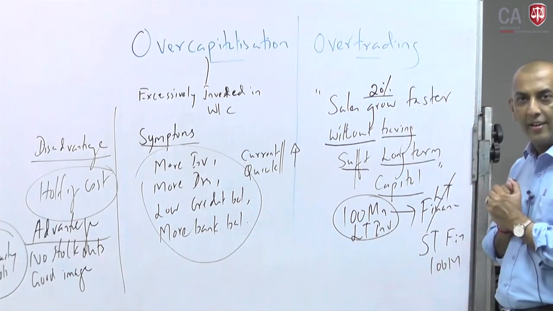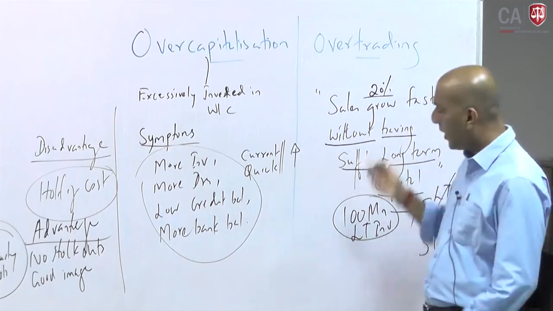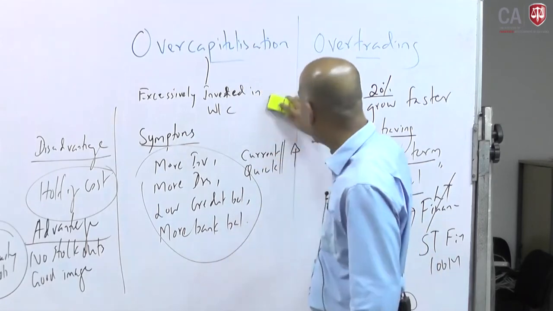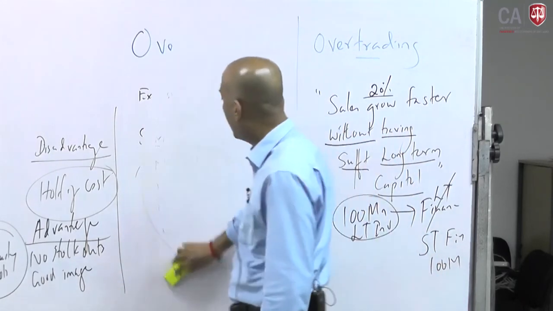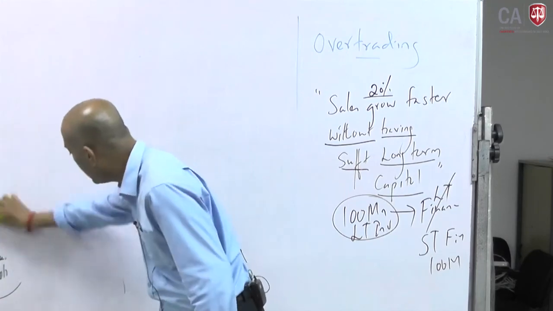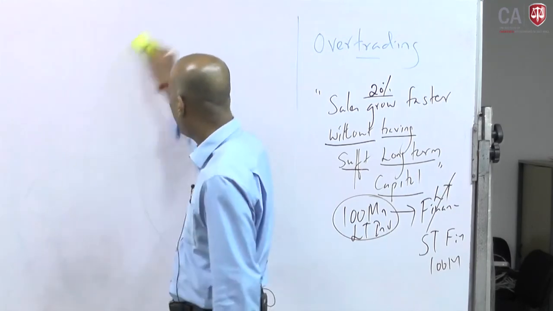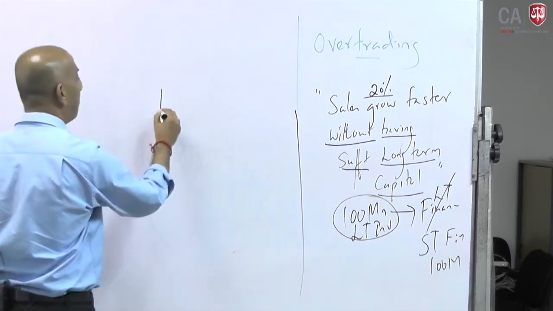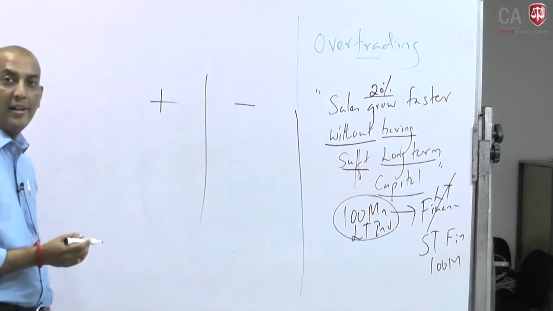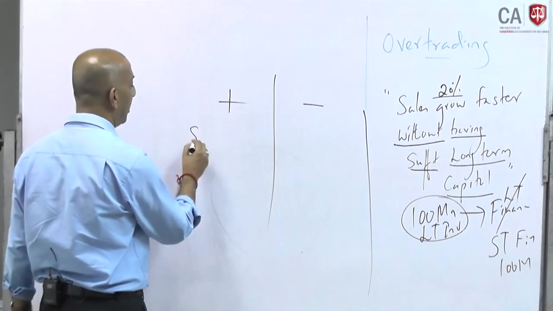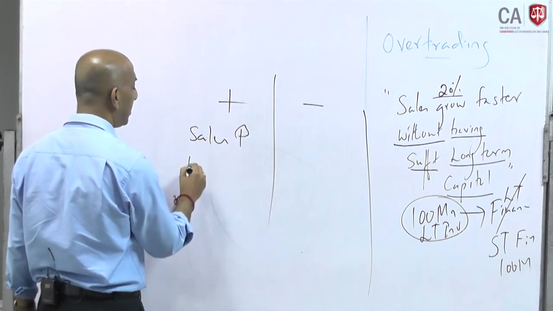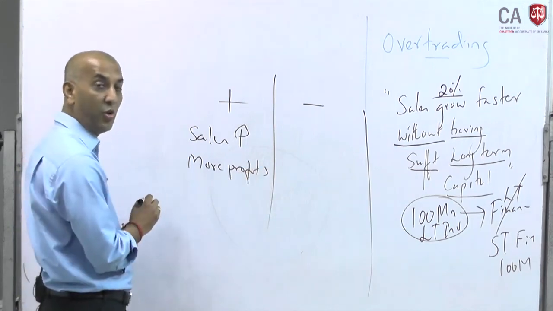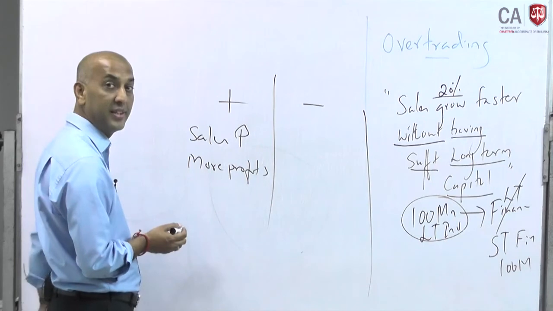So is overtrading good or bad? Over-capitalization we discussed. We said with over-capitalization, holding cost is the problem, otherwise you have enough liquidity. The positive side is enough liquidity, but holding cost is a problem. But overtrading, what is the plus? What is the minus? The plus is that with overtrading you have more sales, more profits, because more sales means more profits.